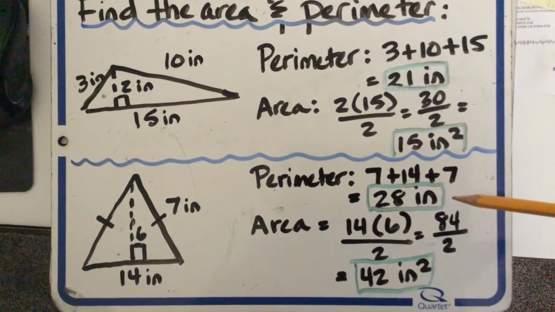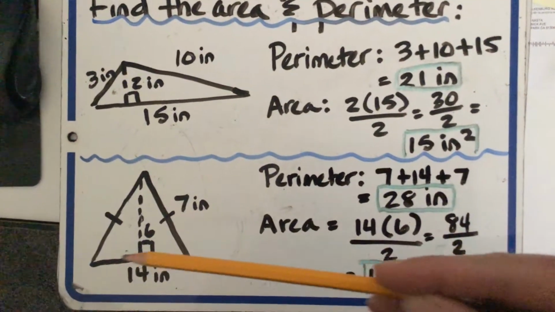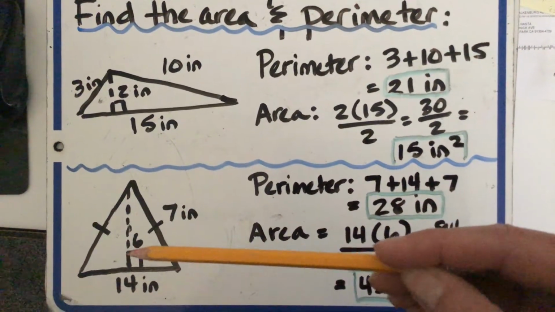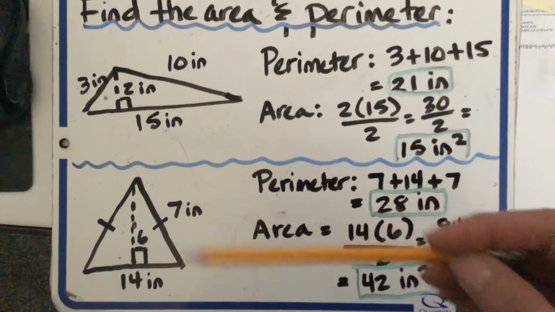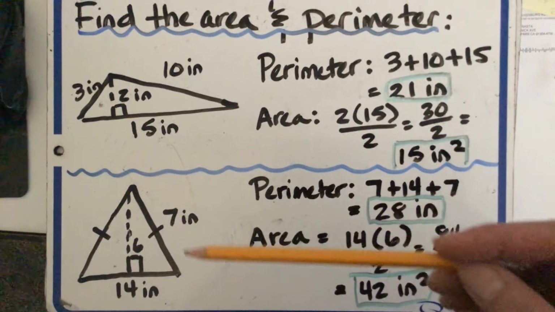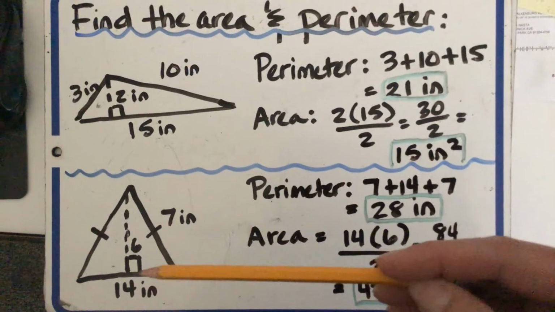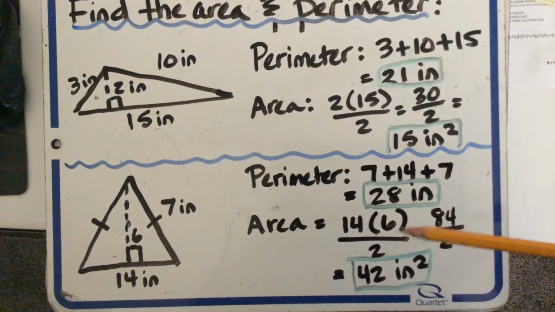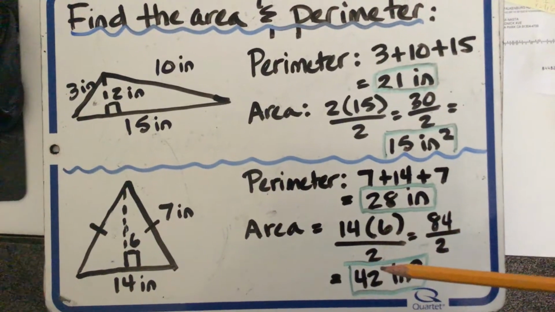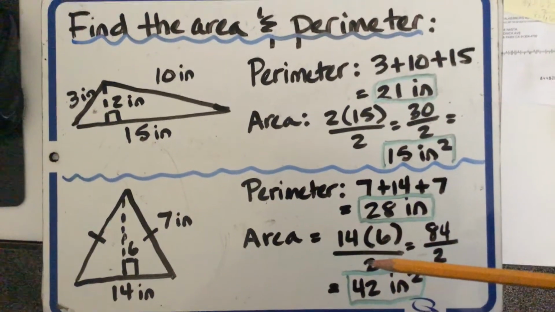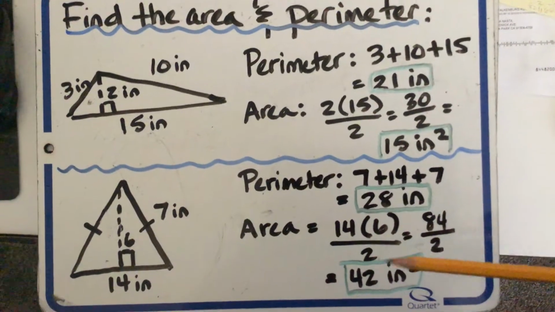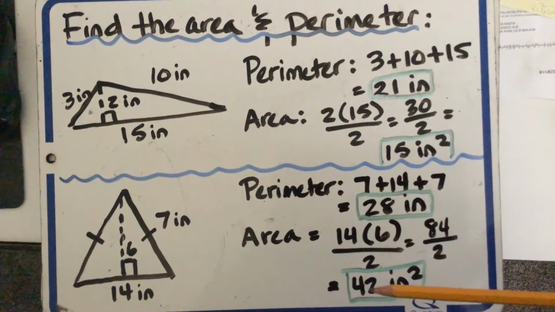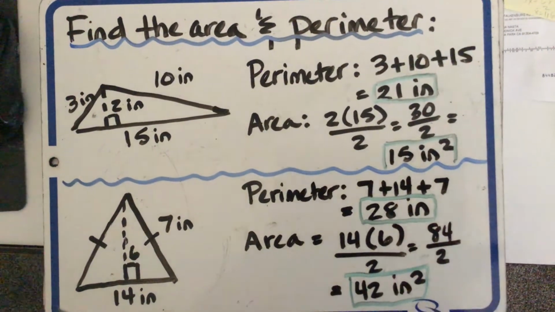Now, to find area of the same shape, I need the base and the height. The height, remember, is that altitude, that dotted line attached to the right angle. Disregard that 7. That is not the height of the triangle. The height is always attached to the right angle. So I do 14 times 6, which is what I wrote here, and put divided by 2, because remember a triangle is half of a rectangle or square, so that's where the divided by 2 comes in the formula. 84 divided by 2 gives me 42, and then I write inches squared.